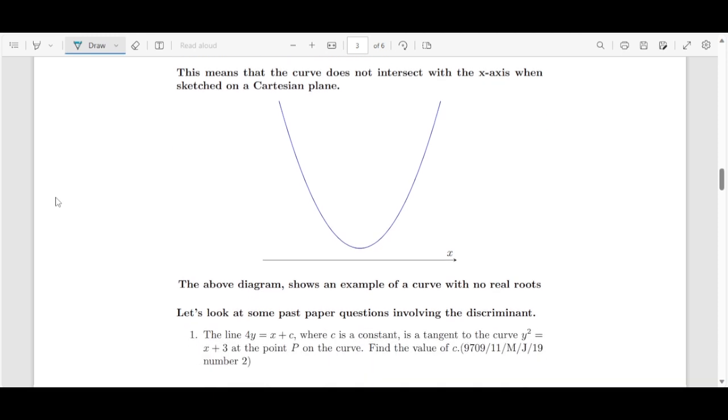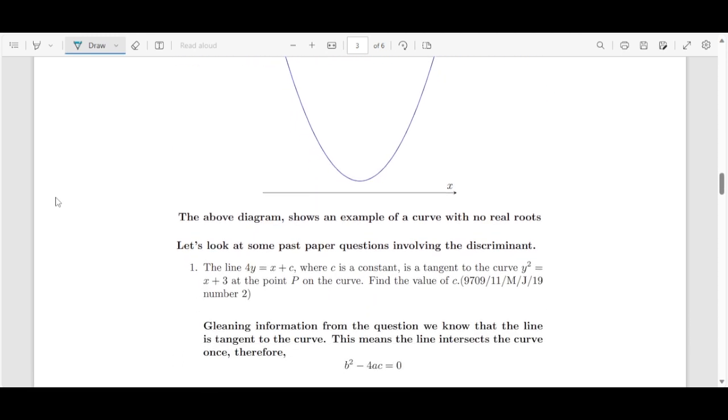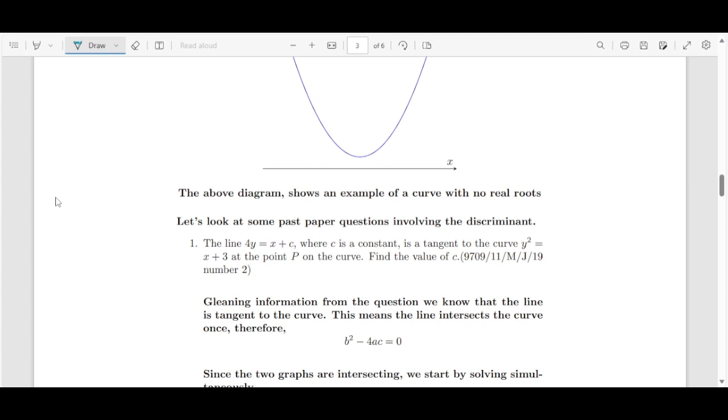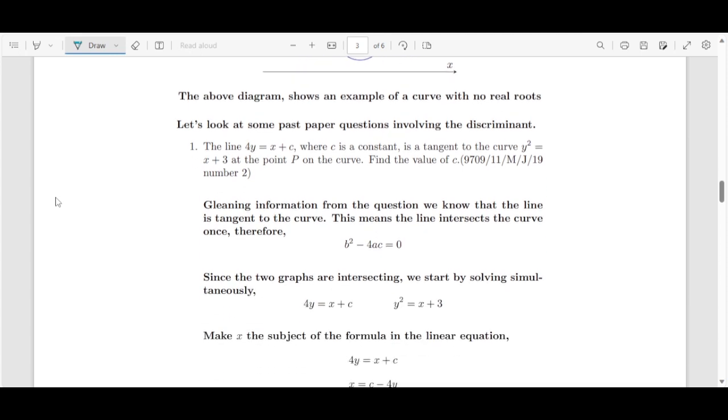Right, now let's apply this knowledge to some past paper questions. The first question here reads, the line 4y equals x plus c, where c is a constant, is a tangent to the curve y squared equals x plus 3 at the point P on the curve. Find the value of c.